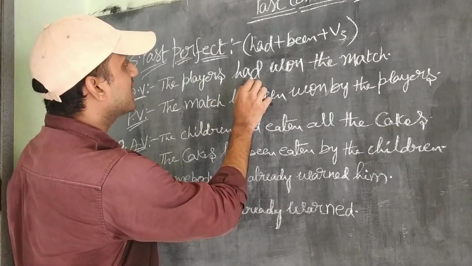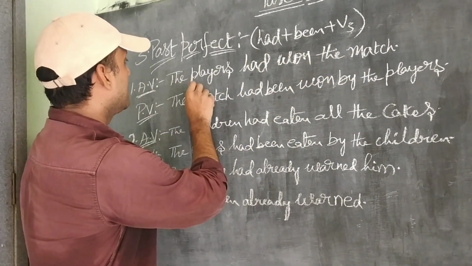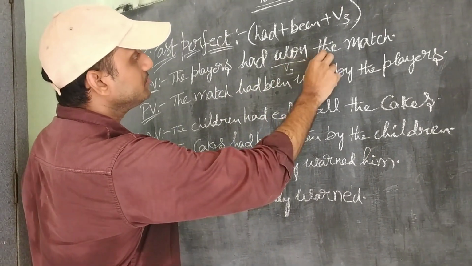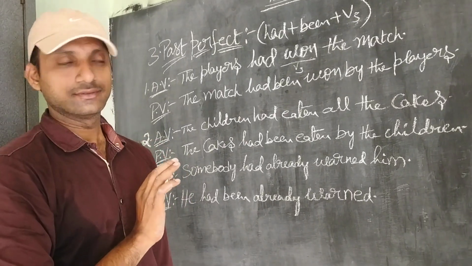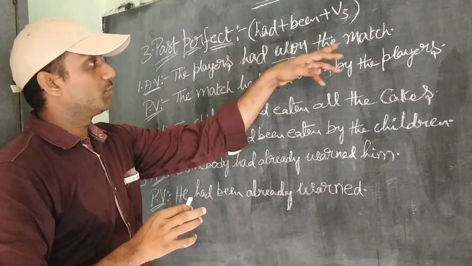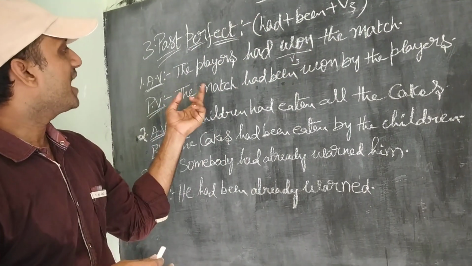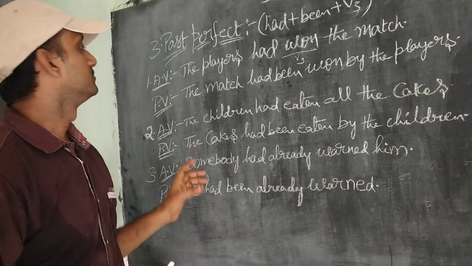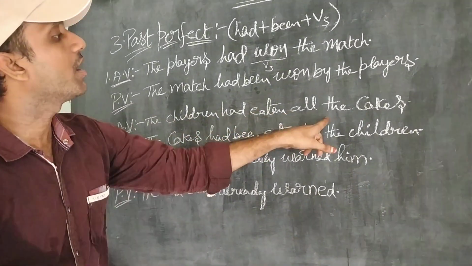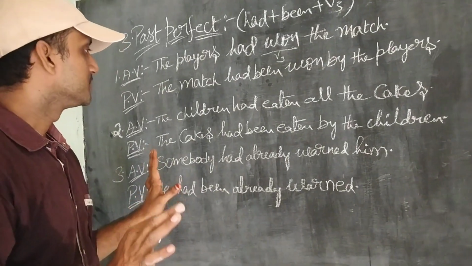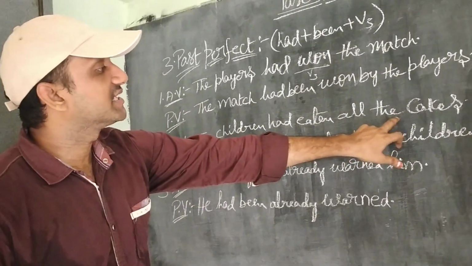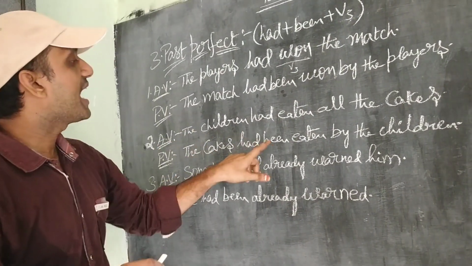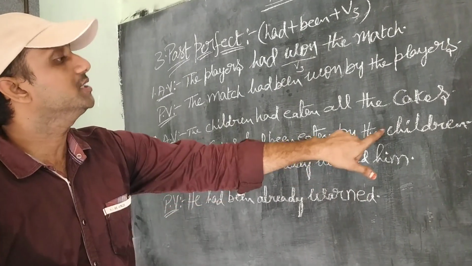Okay, the players had won the match. The players, doer, won, V3. The match, sufferer. Okay, then we have to exchange the positions of doer and sufferer. The match had been won by the players. Let us see second example. The children had eaten all the cakes. Okay. So all the cakes, in the sense, the cakes, sufferer, the children, doer. The cakes had been eaten by the children.